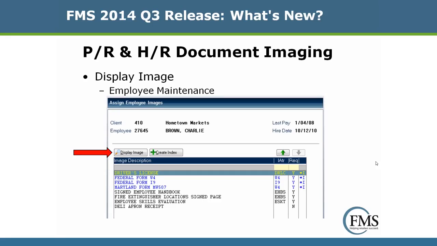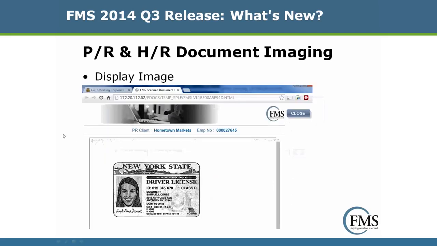To access images for an individual employee, navigate to the Employee Maintenance screen from the Employee Maintenance menu. Highlight an employee and click on Display. On the Employee Display Selection pop-up window, select Display Employee Images. Image types with an indexed image are highlighted with a blue *I for image next to each line. Highlight the image type and click on Display Image, or simply double-click on the image type to open the image as a PDF in a web browser window.